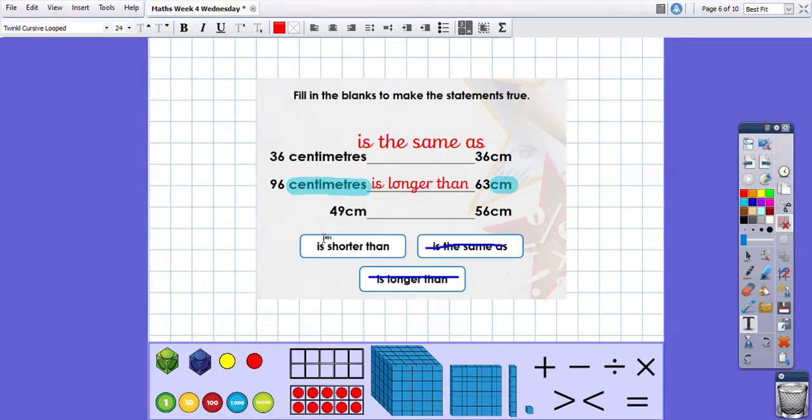49 centimetres, it has to be this one, but let's just check. 49 centimetres is shorter than 56. It definitely is. Okay, so that's how you do those types of questions.